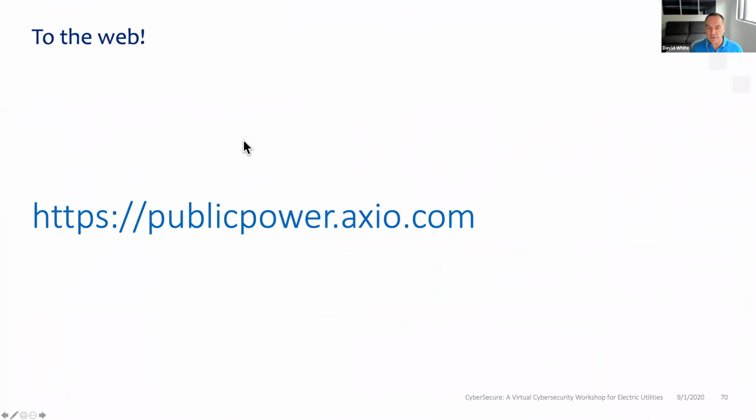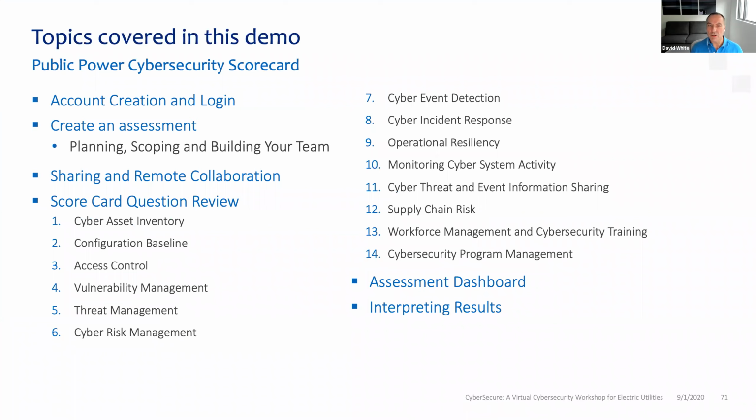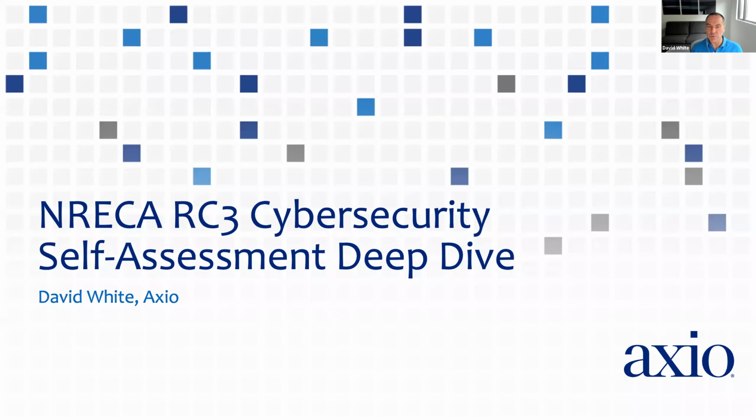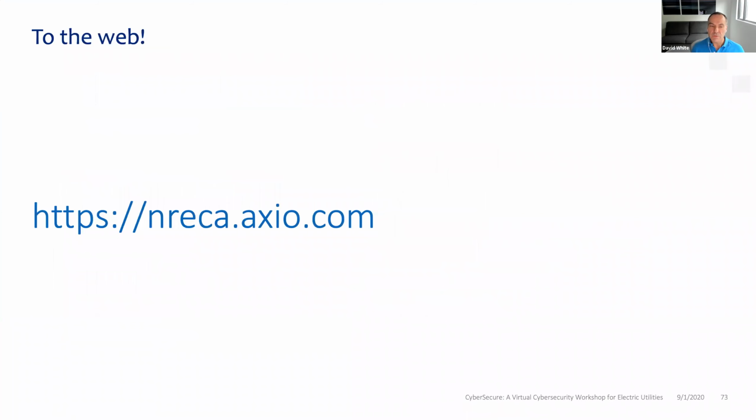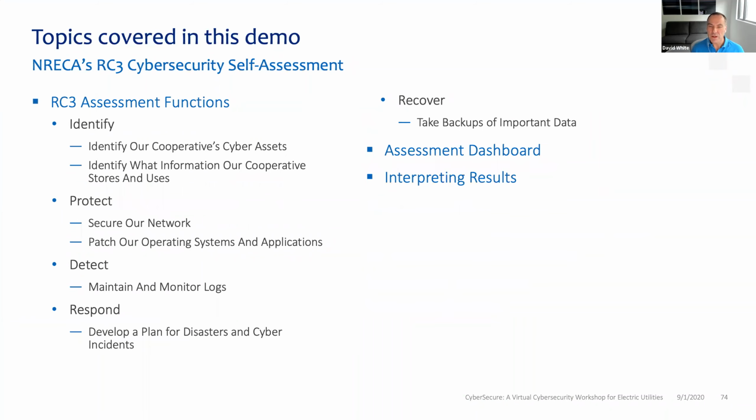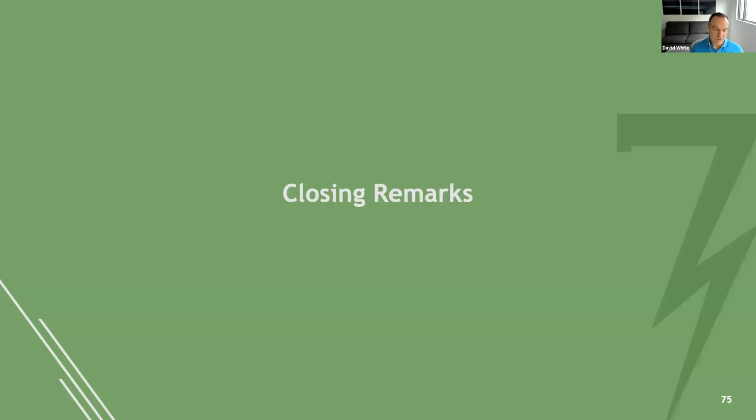Remember, you can access the Public Power Cybersecurity Scorecard, publicpower.axio.com. I covered all of these items in the demo. This will be in the materials that we provide to you. In the RC3, we recommend that you access that at nreca.axio.com. I covered all of these activities there.